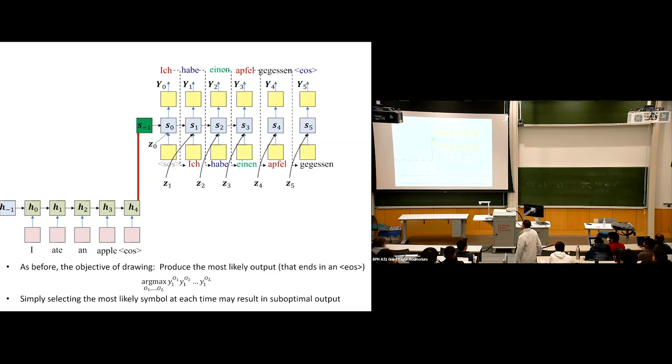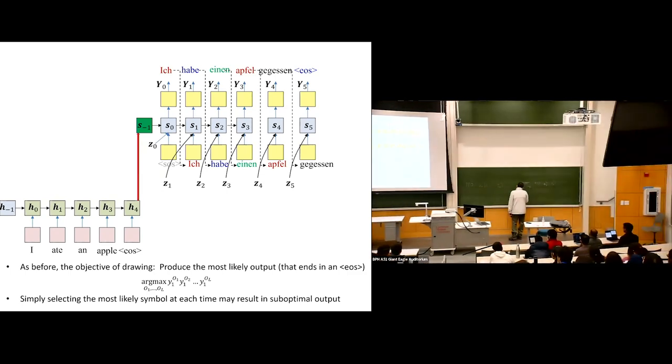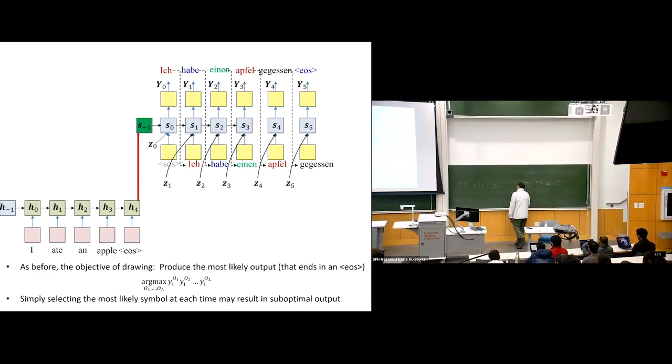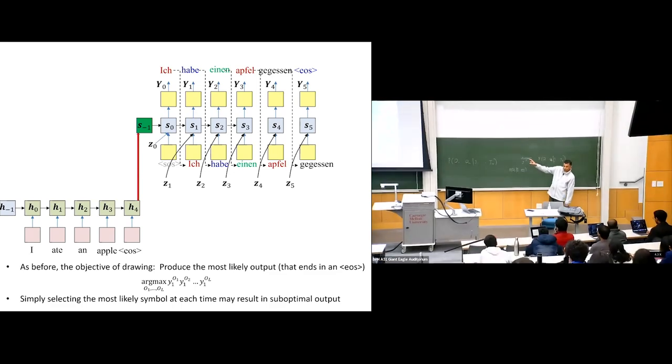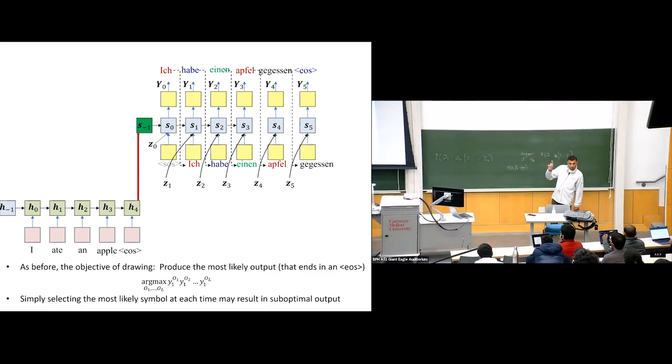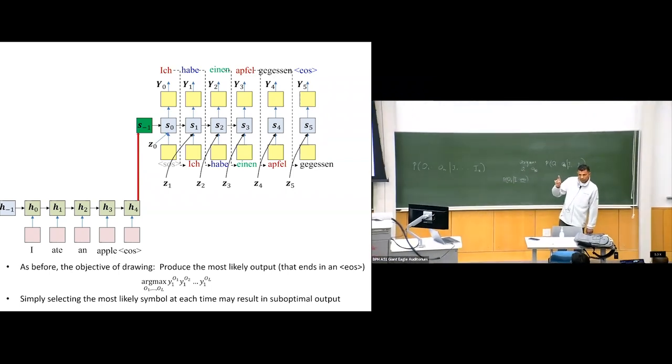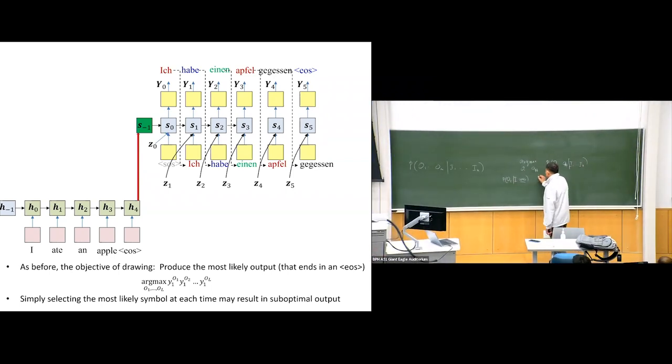So for example, if this is what was being given, at the very first time, what did I compute? I computed P of O1 given all the inputs and the start-of-sentence marker, which is always a given, so we don't have to worry about this. But at the next time, when I was drawing the second word, what was the probability distribution I used? This was at time zero. At time one, the probability distribution was over all symbols, given the input and SOS, which we had, and the first word.